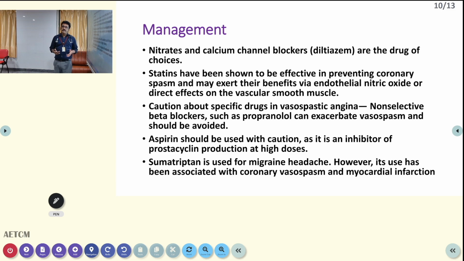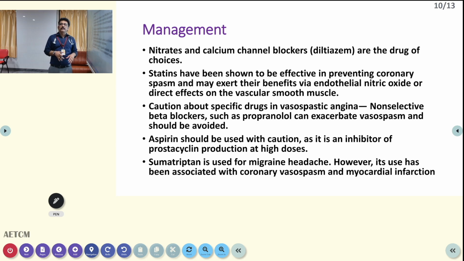Now, nitrates and calcium channel blockers are the drugs of choice in this condition. Nitrates, you know, dilate the coronary arteries. Even calcium channel blockers also dilate them. So they are effective drugs in this condition. And statins should be given for all patients, whether they have atherosclerosis or not, because until we do a proper angiogram study, we will not know what is happening inside. So you can use statins during the acute episode.